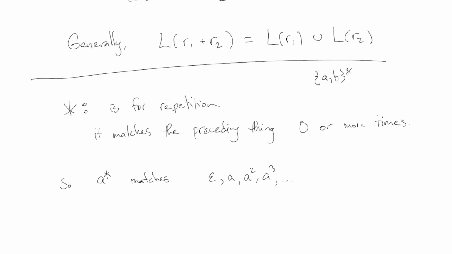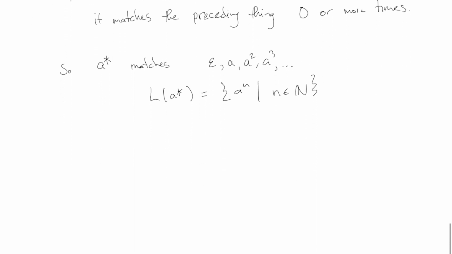Right. If you want to be fancy about it, you could write it this way. L of A star, the language matched by A star, is A to the N for all N in the natural numbers, right? You could also do B star, and that's just empty string or B squared or B cubed, etc. A little more interesting, what about A plus B, parentheses, star? So the parentheses are used as a sort of grouping, and this means any repetition of things like this, and those things can be either A or they can be B, all right? And they don't have to be the same choice every time. Every time through, you get to choose which string you like. So this matches... can you say in words what kinds of strings you can make like that?